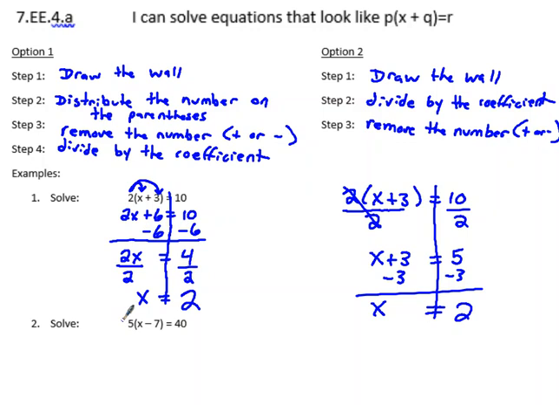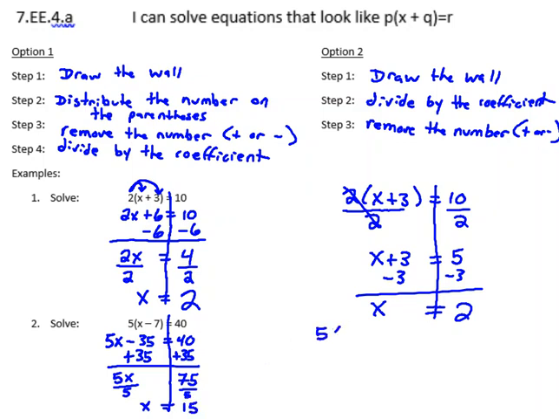Okay, if I was to distribute, let's start with the wall, sorry. 5 times x is 5x. 5 times 7 is 35. I'm going to remove my number by getting rid of this minus 35. I'm going to add 35 to both sides. Gets me 75. I'm going to divide by my coefficient, and x is 15.